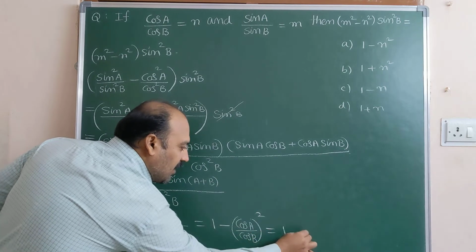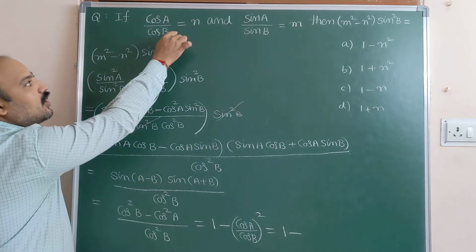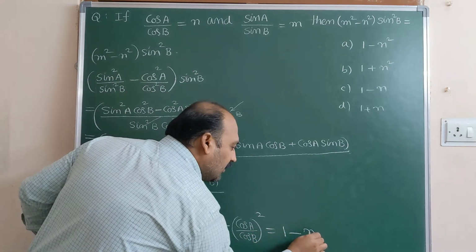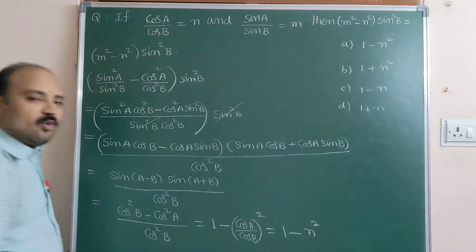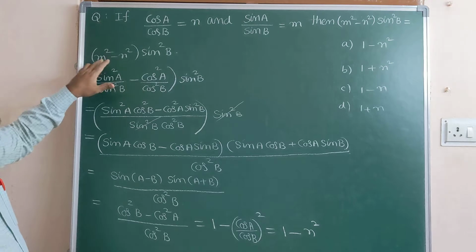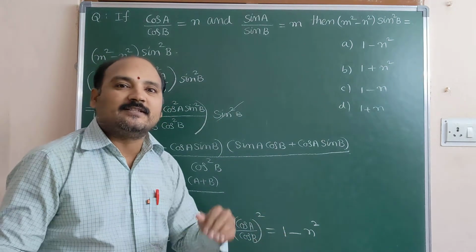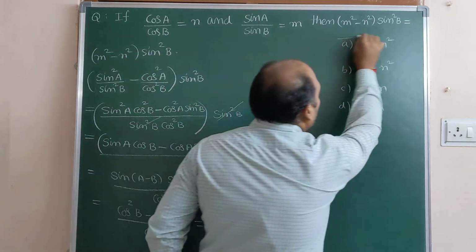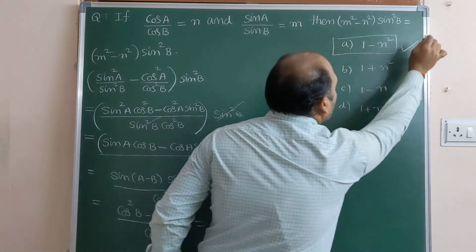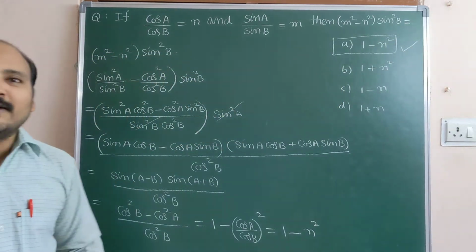Which is equal to 1 minus, cos A by cos B value is what? n. So n square. So the answer is 1 minus n square. m square minus n square into sin square B equals 1 minus n square. So it is there in the first option, dear students. We'll move on to the next question.